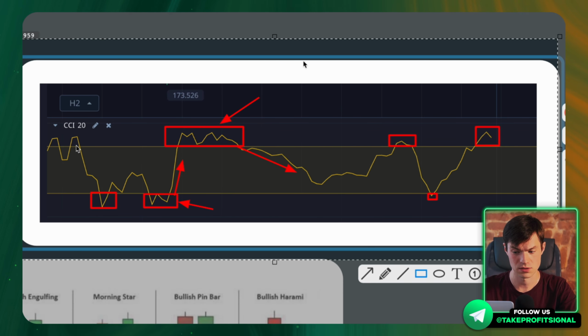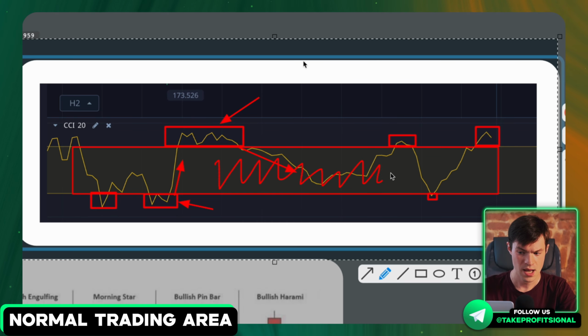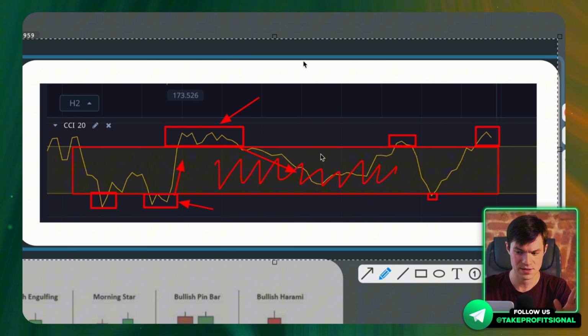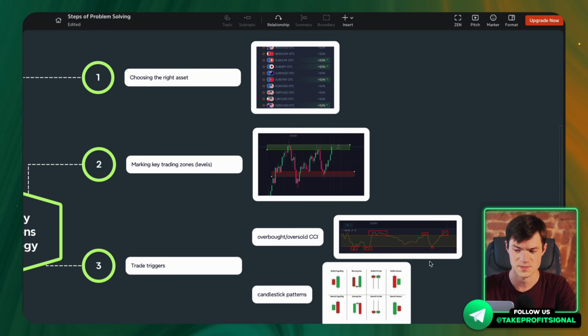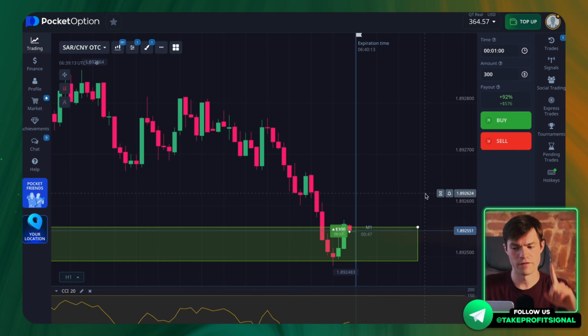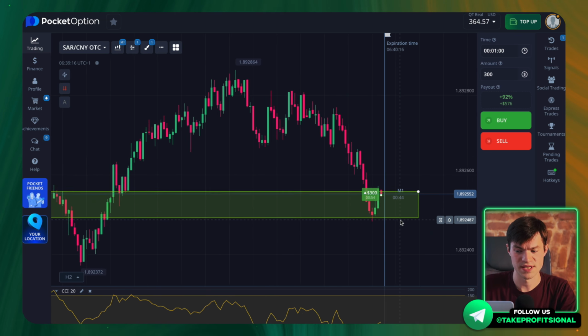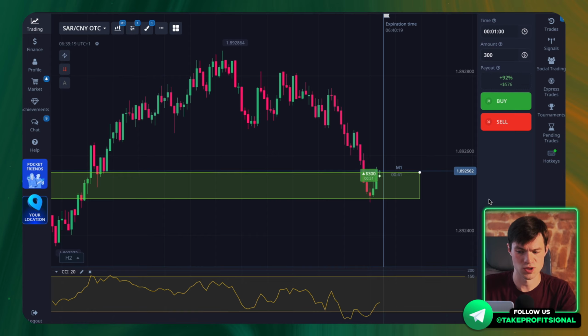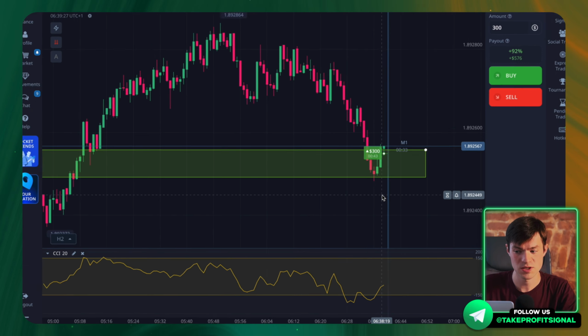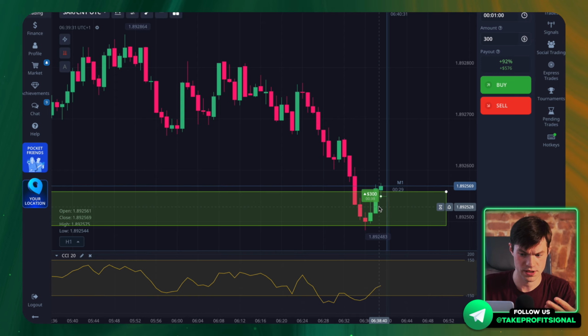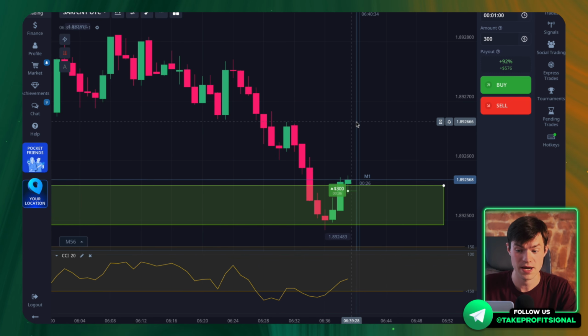The zone between that, between 150 and minus 150, is a normal trading zone, and there is no point in making any trades against the trend, because in such cases the trend only develops and you can lose your money. The first trade was made here on a very simple principle. We had a support zone plus the CCI indicator was in the oversold zone at minus 191. This opened a good opportunity for me to open a trade on the upside, and I made money on it.